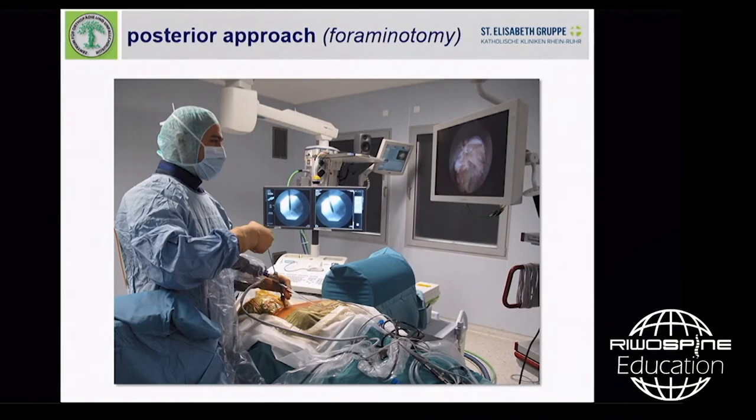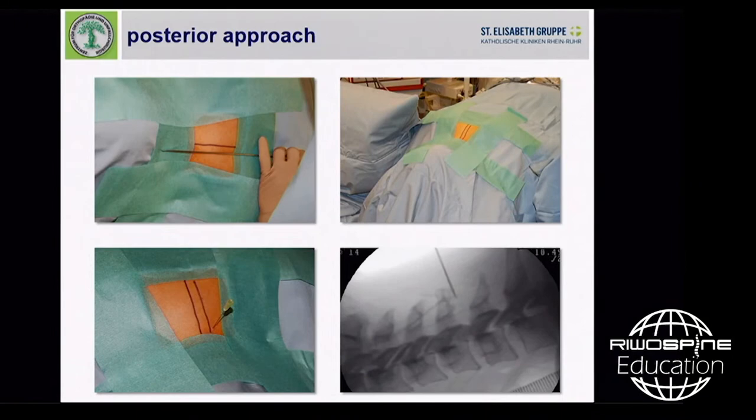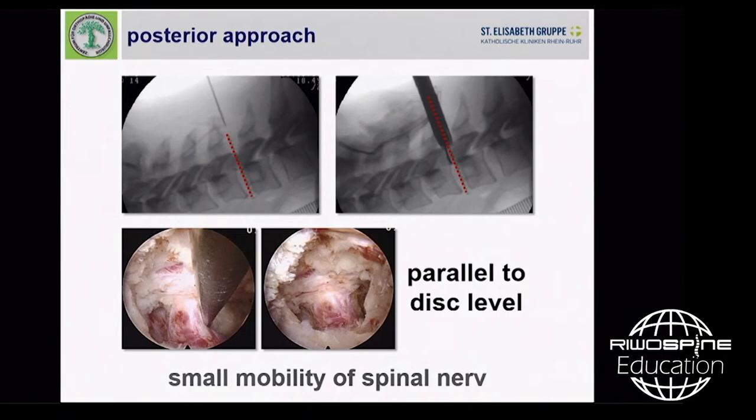The other approach is the posterior approach to the cervical spine, very near to what we know from the lumbar spine. Again, we are working with a 25-degree optical system. We are passing the flavum ligament, and we are starting with an AP, marking the midline and the middle of the lateral mass. So we have these two lines. Then we have to identify the level that we want to operate, and place a needle to the middle of the lateral mass in direction to the disc space that we want to operate. That is very important: to stay parallel to the disc level.